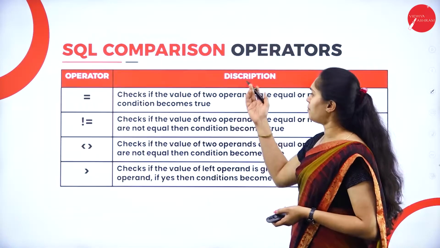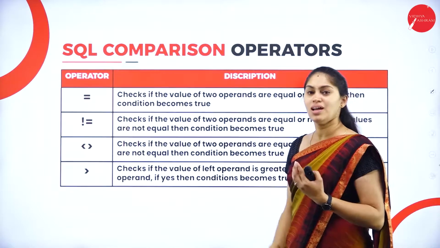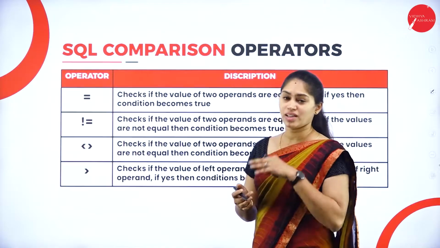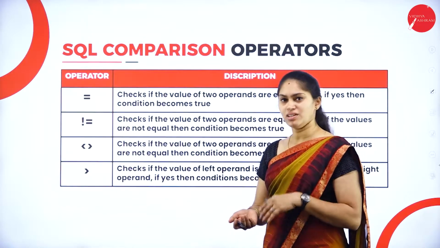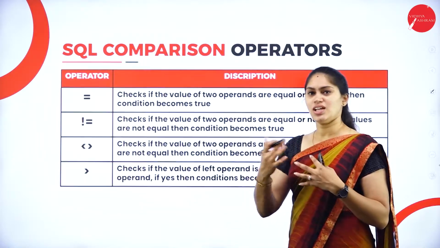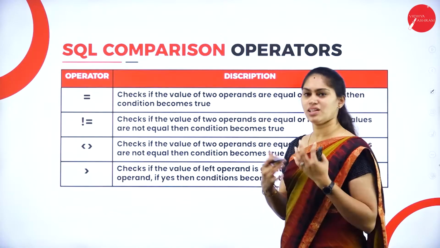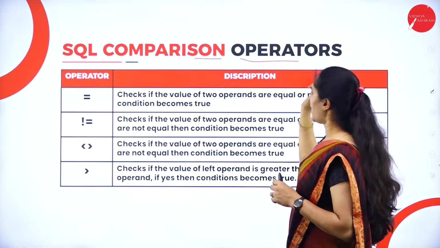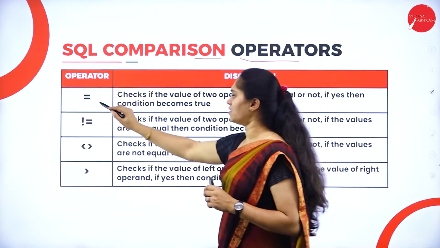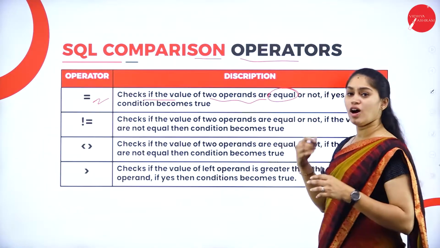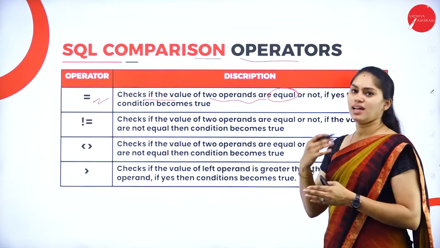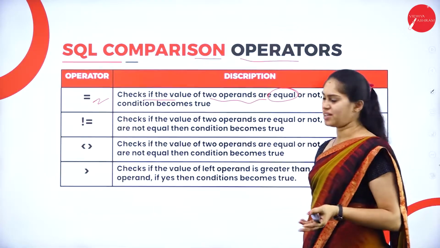Then what about the comparison operators? As I told you, they are mainly to find the relationship, whether it is equal to this relation, whether it is greater than that relation. So in order to find the relation, or to make a comparison between the data, we use these comparison operators. Here we have equal, which checks whether the values of the two operands are equal or not. If it is equal, it will return true. If not, it will return false.